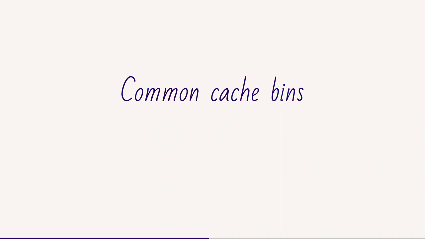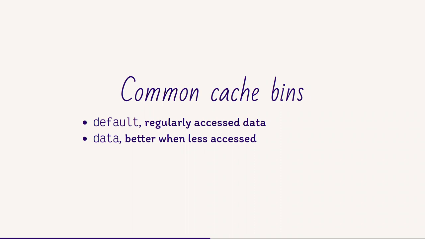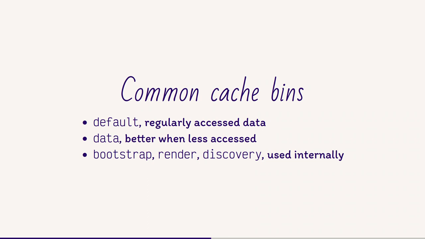There are a number of different common cache bins that you can get from Drupal out of the box. The default is usually the one that you want to use for most of your stuff. It is regularly accessed data. There is also a data cache that you can use for things which are less accessed. And there's a bunch of other bins that are typically used internally that you almost never have to touch.